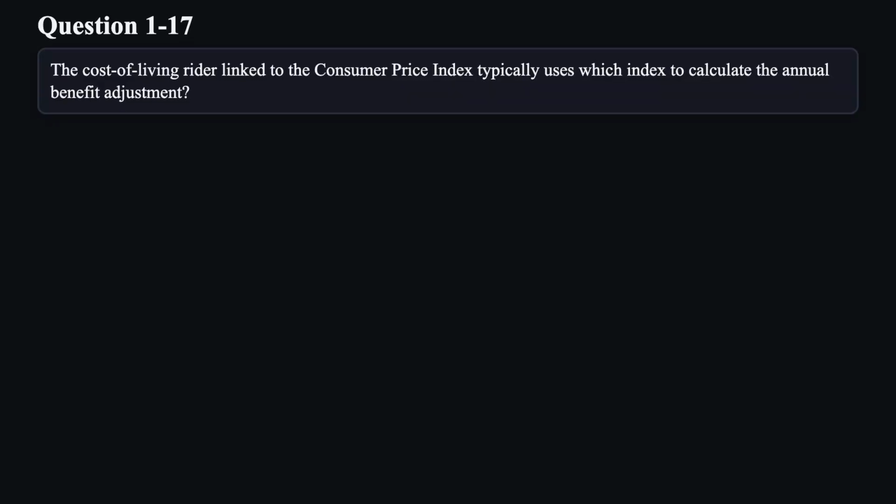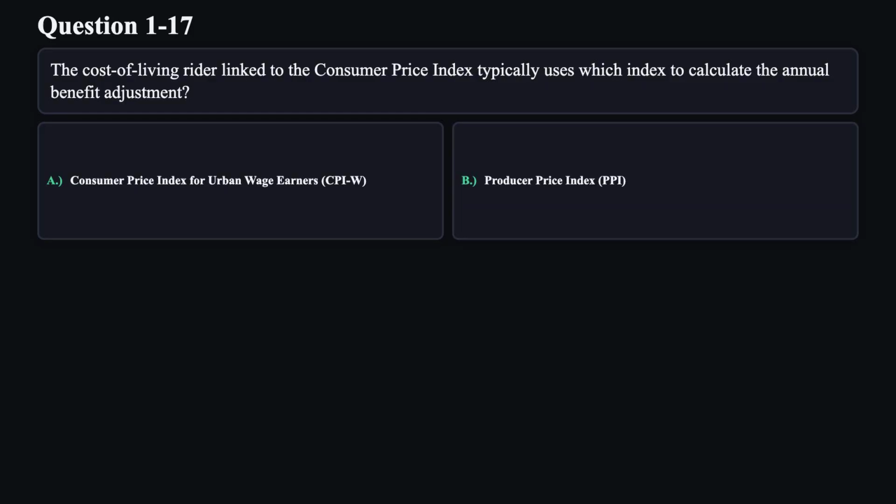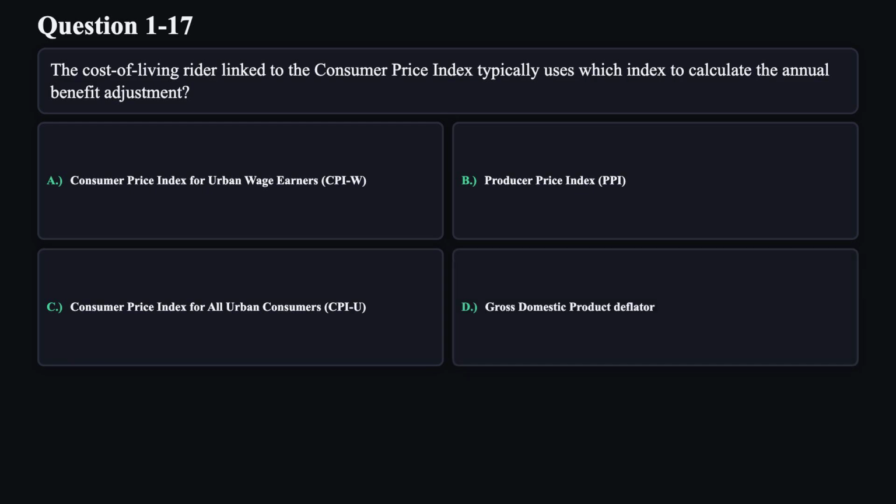Question 17. The cost of living rider linked to the Consumer Price Index typically uses which index to calculate the annual benefit adjustment? A. Consumer Price Index for Urban Wage Earners, CPIW. B. Producer Price Index, PPI. C. Consumer Price Index for All Urban Consumers, CPIU. D. Gross Domestic Product Deflator.